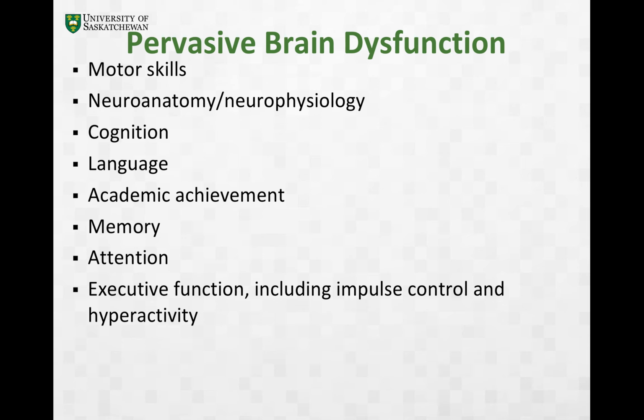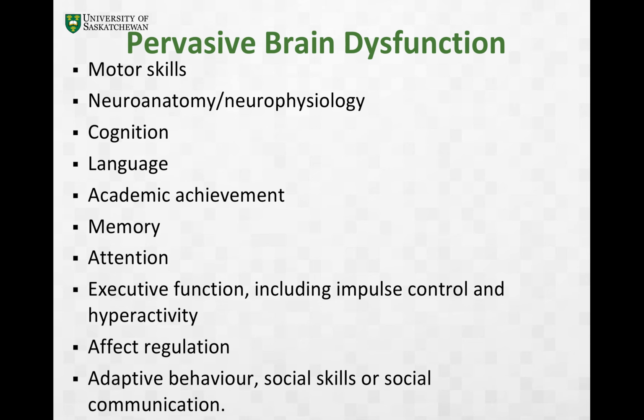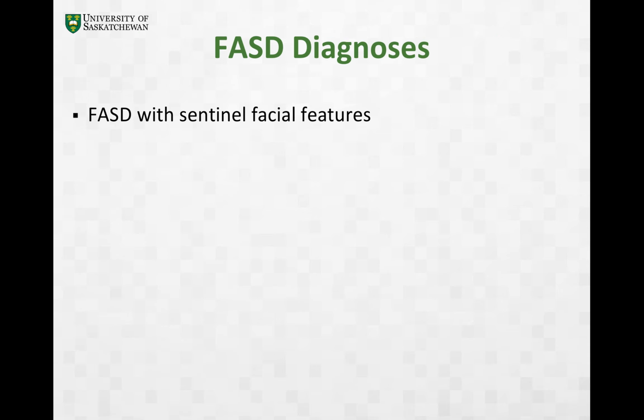We may also expect to see challenges in executive function, so that would include areas like impulse control and hyperactivity, difficulties managing emotions, so affect regulation, as well as difficulties with adaptive behavior, social skills, or social communication. We need to see significant deficits. When I'm talking about significant deficits, we would be looking at scores on standardized tests that are at least 2 standard deviations or more below the mean, which would indicate significant challenges in these particular areas.